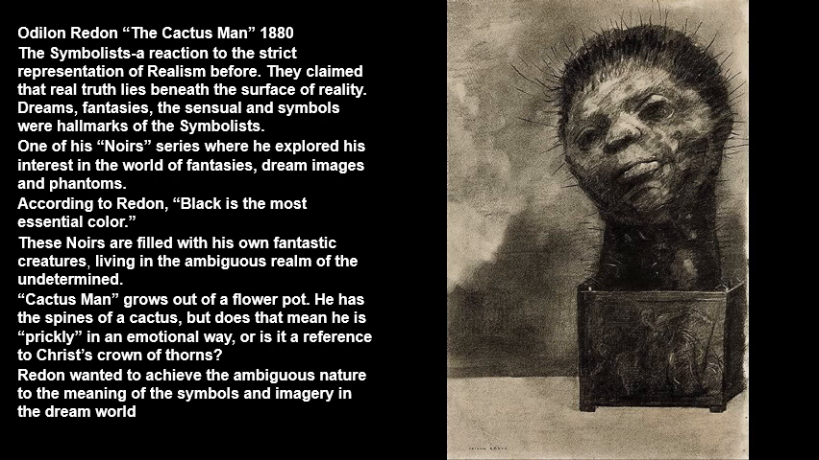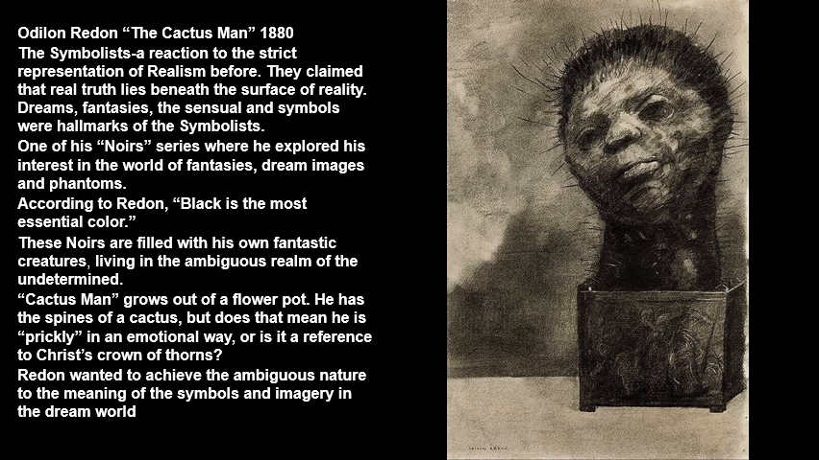And most of his creatures in these landscapes and these noirs are very indeterminate. You kind of don't know quite what's going on. They're meant to hit you on a subconscious level. The cactus man actually is growing out of a flower pot. He's got these spiky cactus spines, just like a real cactus does.